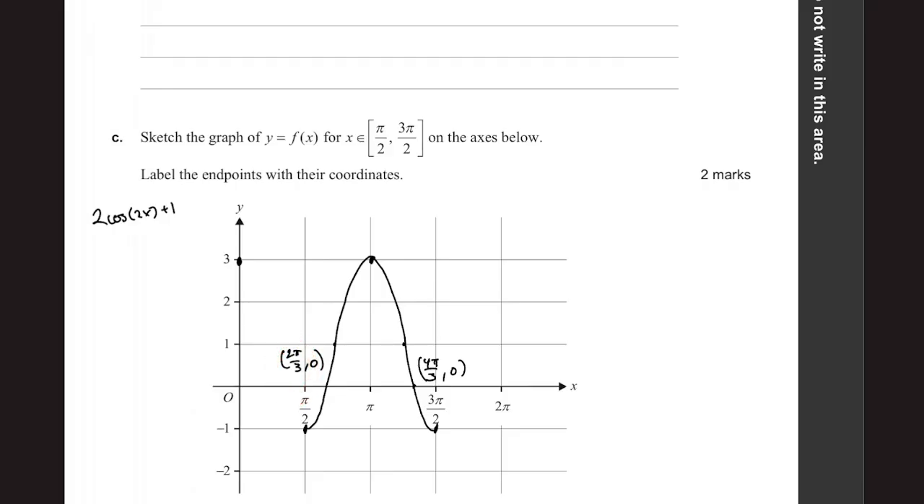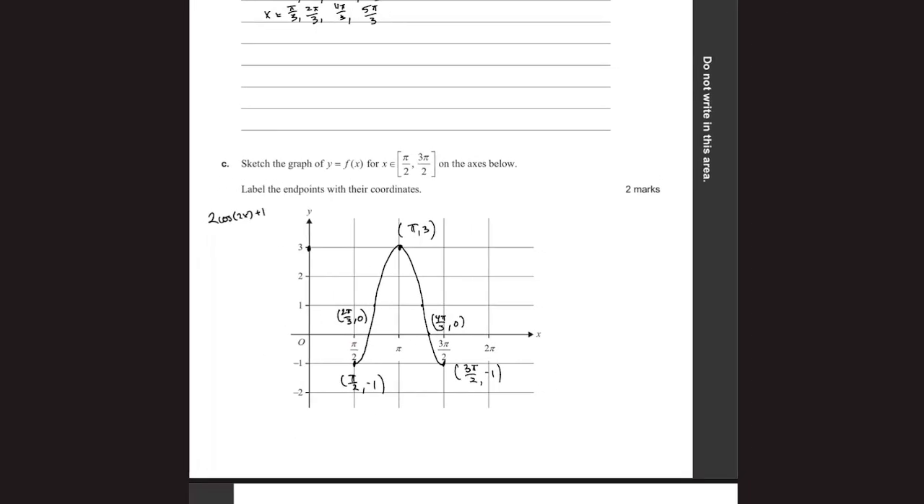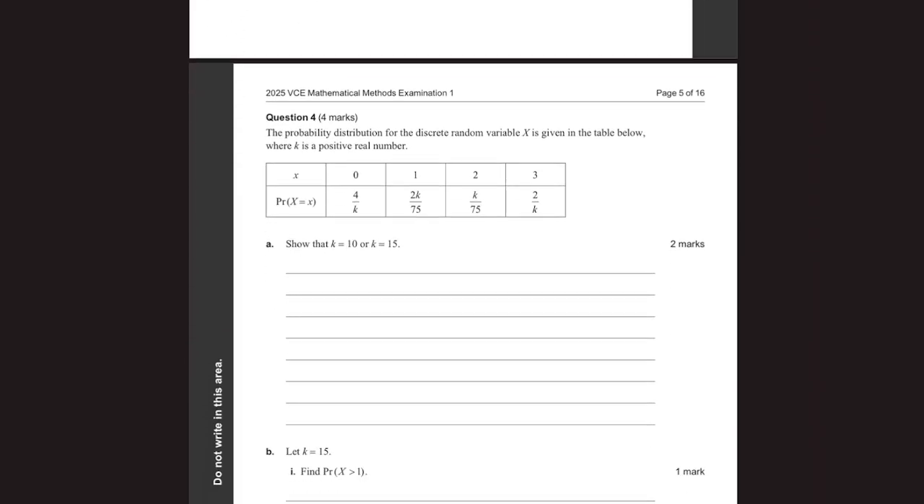And so label the endpoints, and so that's going to be 3 pi on 2, minus 1, and pi on 2, minus 1. I'll also label the stationary point just to be safe. That's going to be pi on 3. And that's really all you have to do, nothing crazy. My shape's kind of wonky, but who really cares?